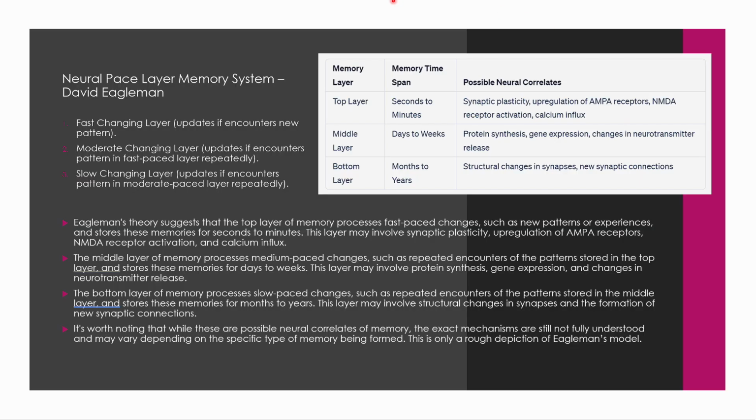David Eagleman has a very interesting concept. He calls it the neural pace layer memory system, something akin to a pace layer system of another person. I forgot his reference there.